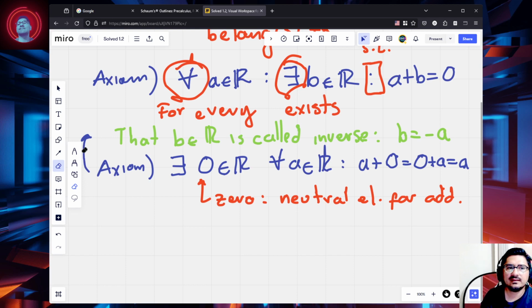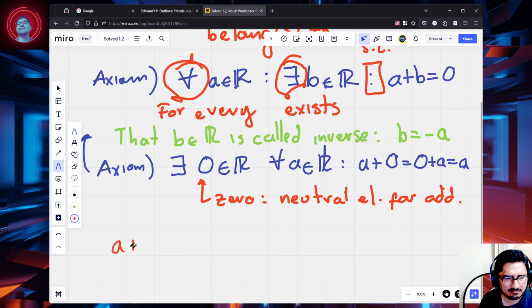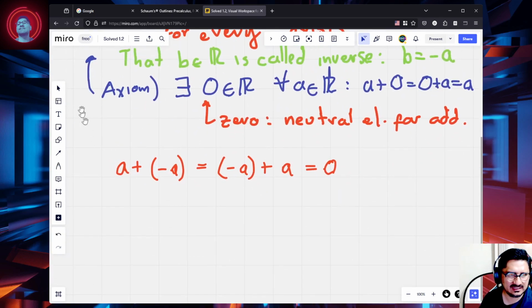Well, in other words, you can restate this axiom by saying that if you have a plus negative a, in whatever order you want, it equals 0, just like that. It's not common to write this in an exercise.